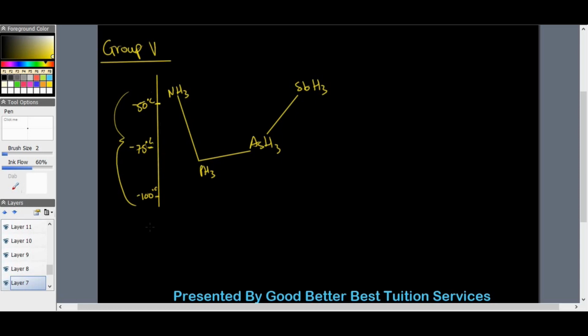There are more examples that exist. So water is oxygen, which is in group 6. Water has the highest boiling point there of 100 degrees Celsius. And if we go into group 7, which is very similar to this, we see hydrogen fluoride has a boiling point of 0 degrees Celsius, but hydrochloric acid only boils at minus 100 degrees Celsius. So those are those boiling points there.